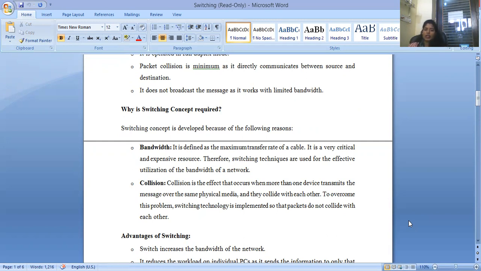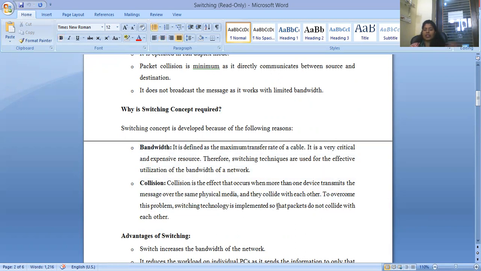Clear? Now, collision is the effect that occurs when more than one device transmits a message over the same physical media, and they collide with each other. To overcome this problem, switching technology is implemented so that packets don't collide with each other. Clear? We can define this again with one example.